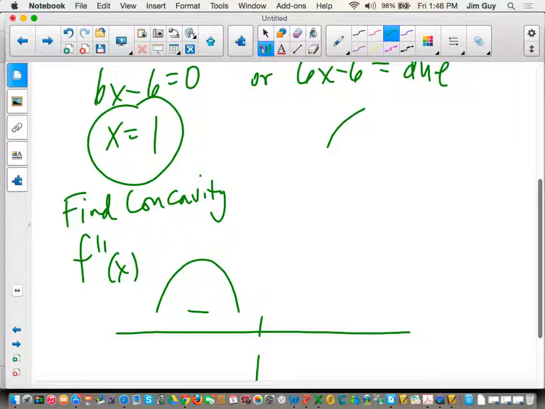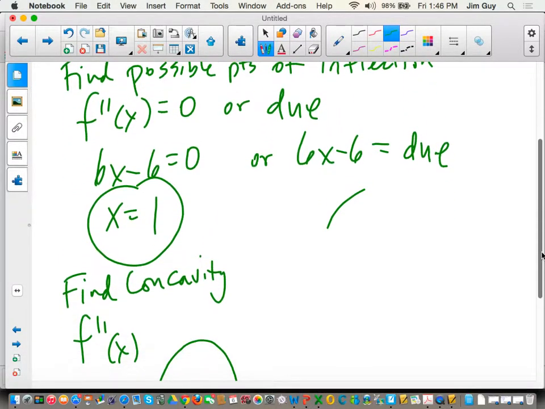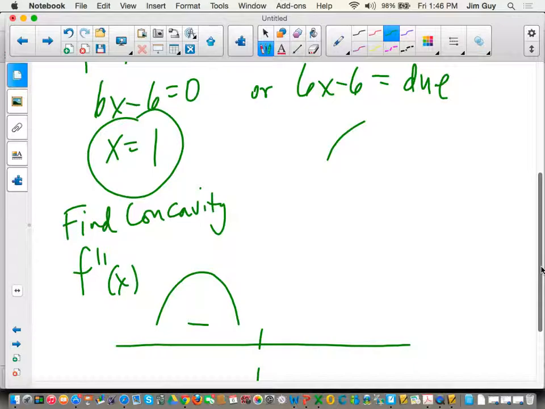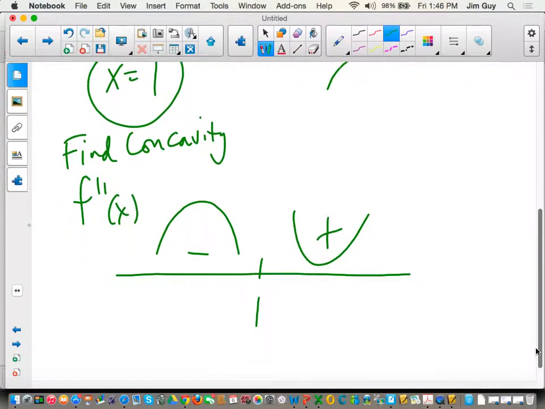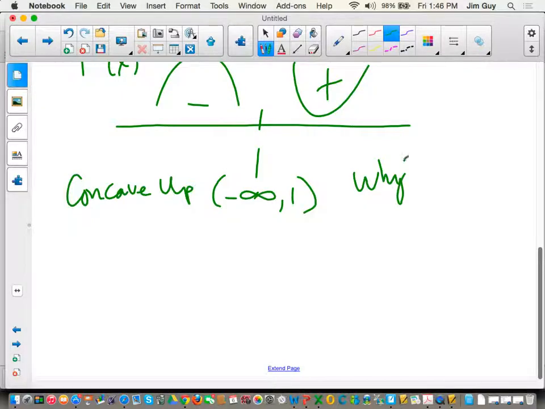Then I put in a number bigger than 1, like 1,000,000, and I get 6,000,000 minus 6, so it's positive. So we'll answer the question. This is concave up from -infinity to 1. And they're going to say why, or justify.